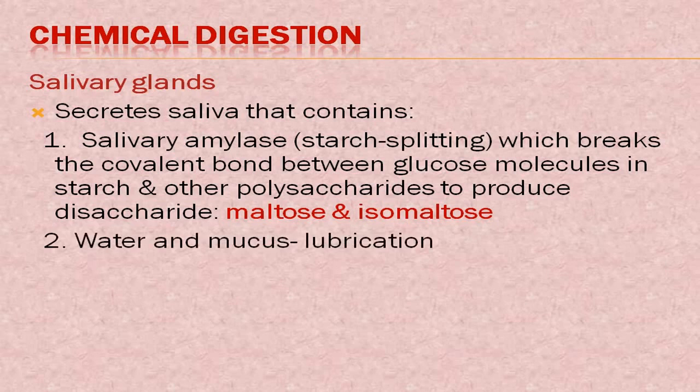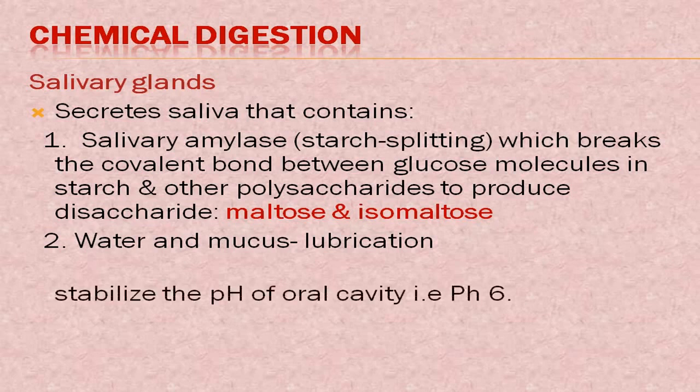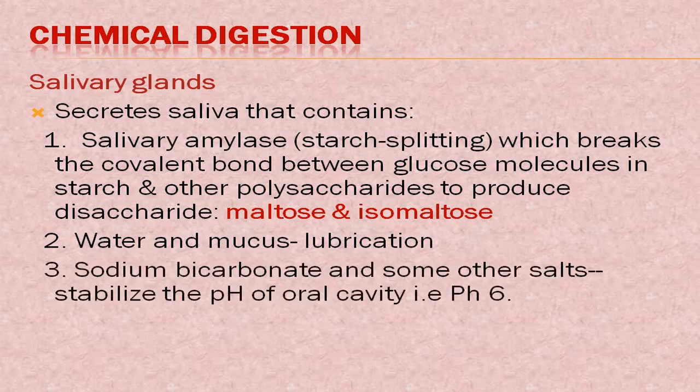Number 2 is water and mucus. It is also a part of saliva. Mucus is for the lubrication of food and oral cavity. Number 3 is sodium bicarbonate and some other salts, but the major one is sodium bicarbonate. Its major function is to maintain the pH of the oral cavity, that is around 6. This pH is necessary for the action of salivary amylase to break down starch or polysaccharide into disaccharide.